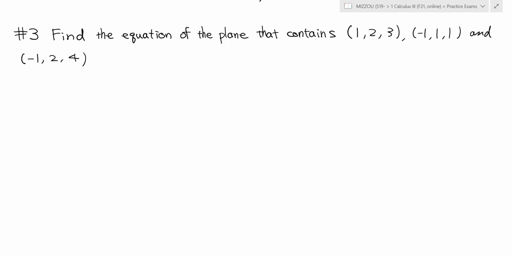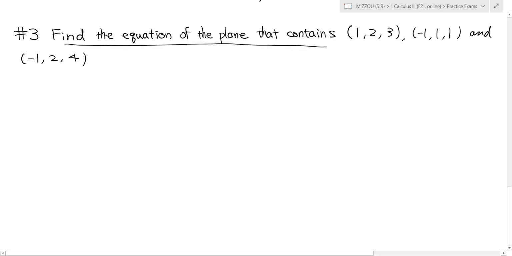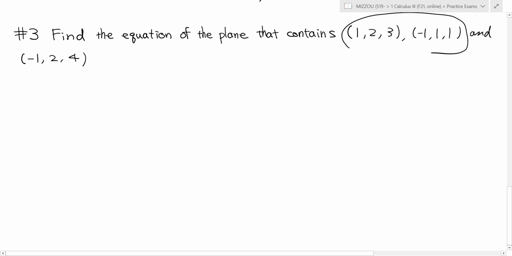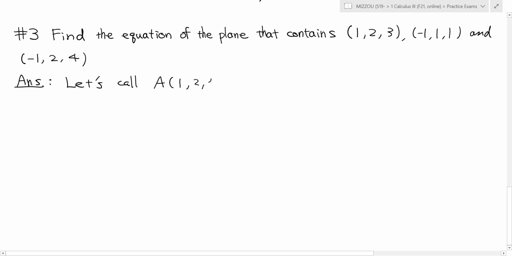All right, this is number 3. Find the equation of the plane that contains those 3 points: 1, 2, 3, negative 1, 1, 1, and negative 1, 2, 4. And here's the answer. So let's label the points as A, 1, 2, 3, B, negative 1, 1, 1, and C, negative 1, 2, 4.